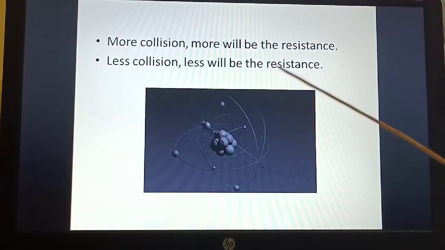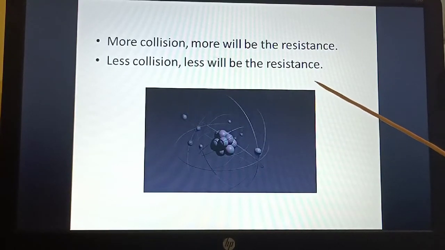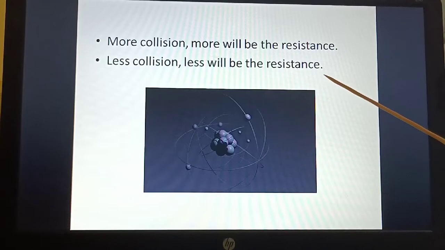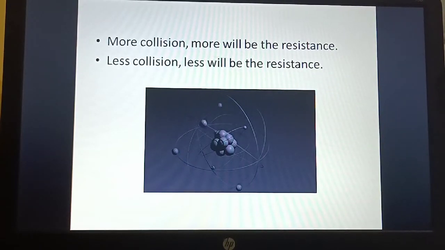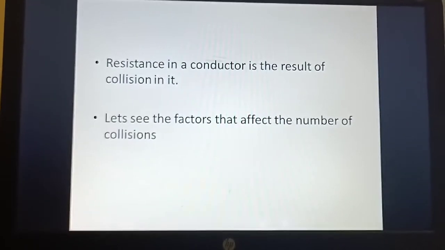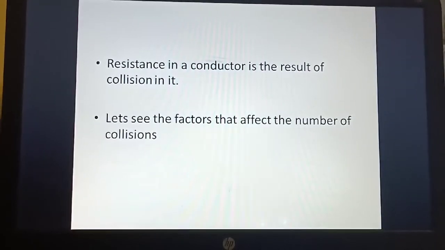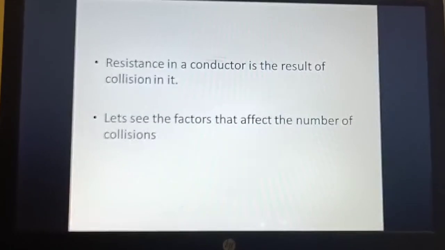More collision, more will be the resistance. When there is more collision, resistance will be more. When there is less collision, the resistance will be less. Now we know that resistance in a conductor is a result of collision in it, isn't it? So let's see the factors which affect the number of collisions. Which are the factors?